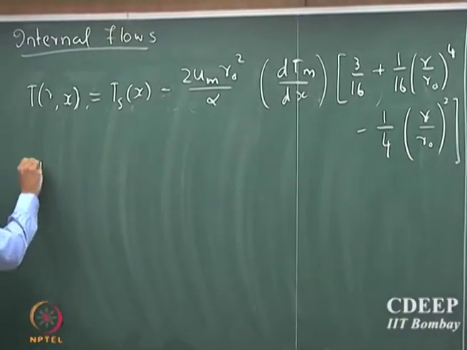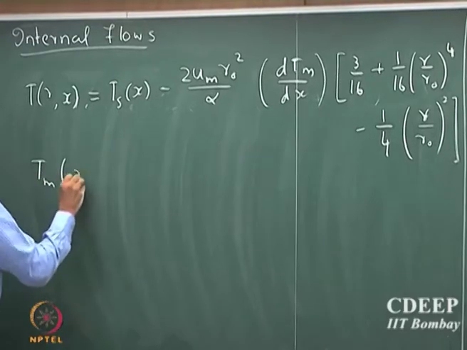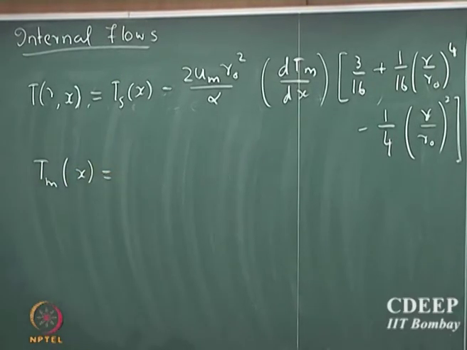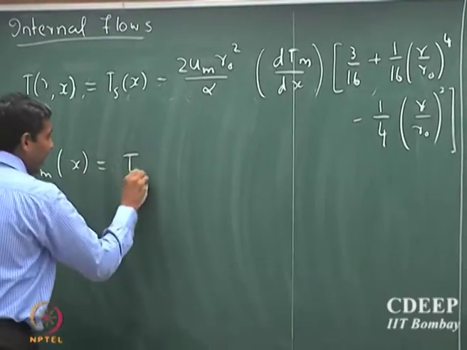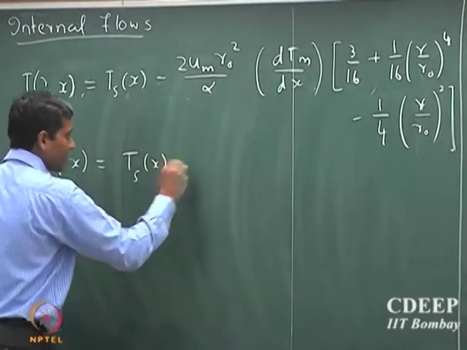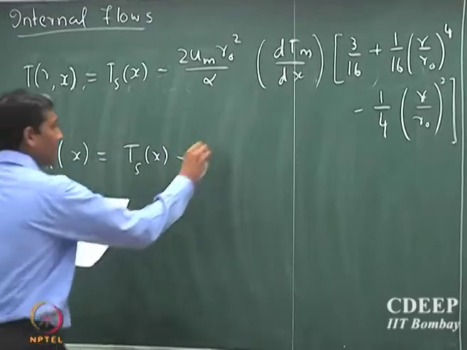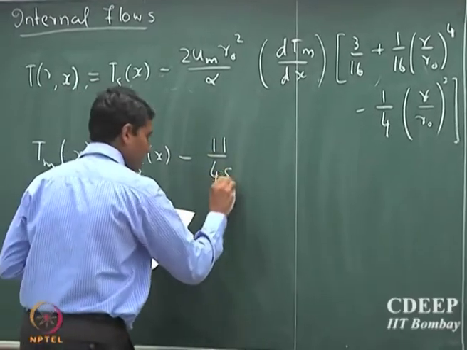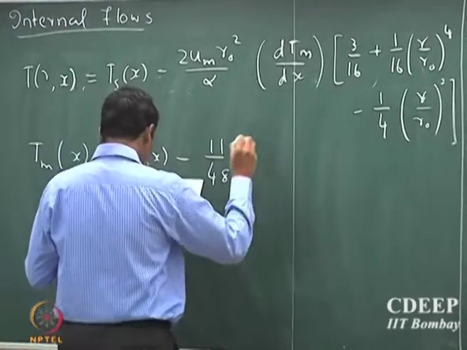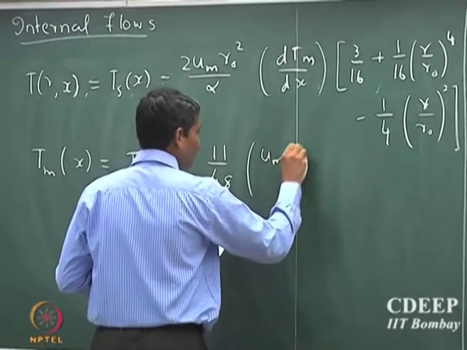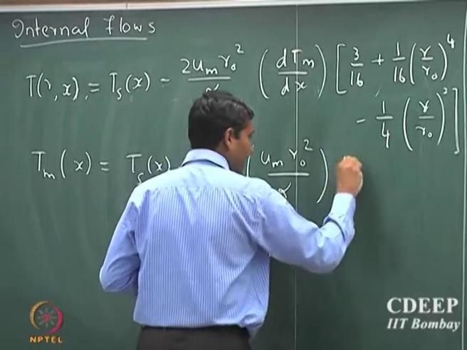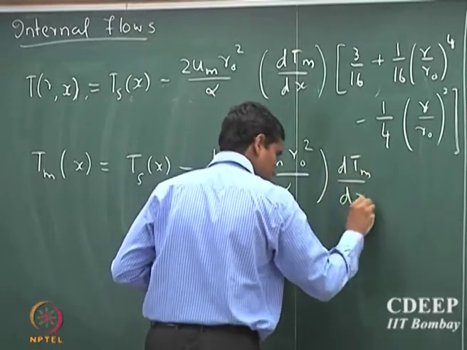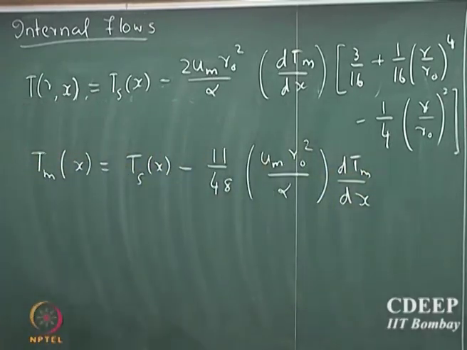Now if I find out what is Tm from here, that is by integrating over the cross section. So that will be Ts, that remains constant, minus 11 by 48 into um r naught square by alpha into dTm by dx. Okay, so that's the expression for Tm.